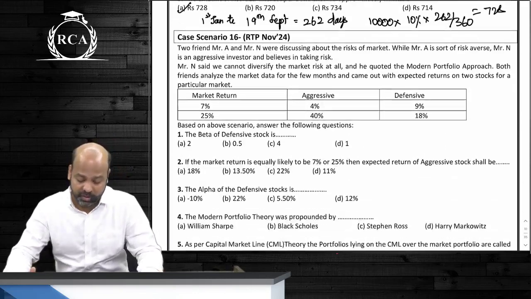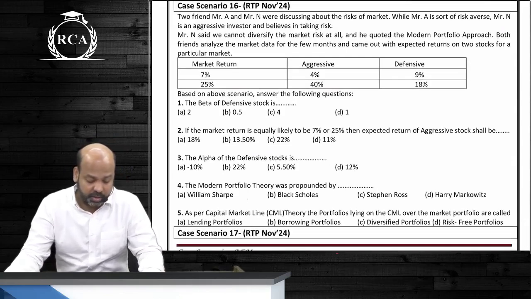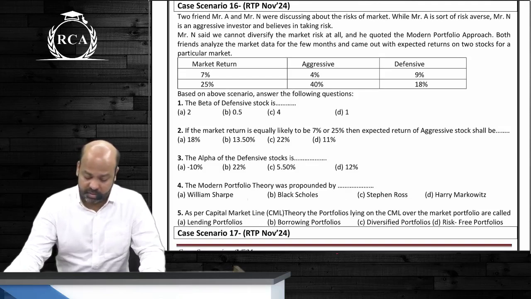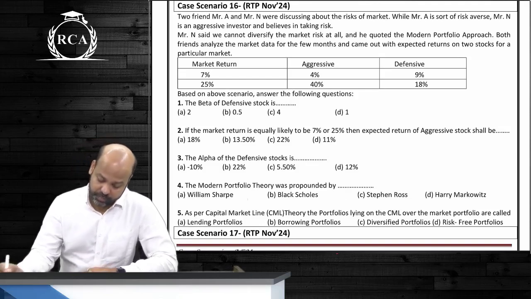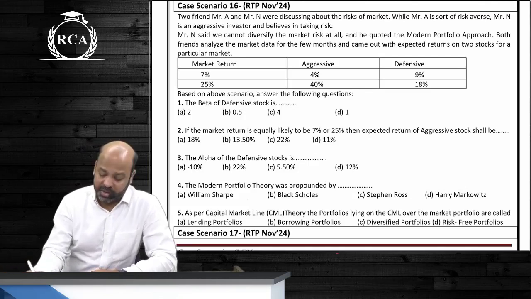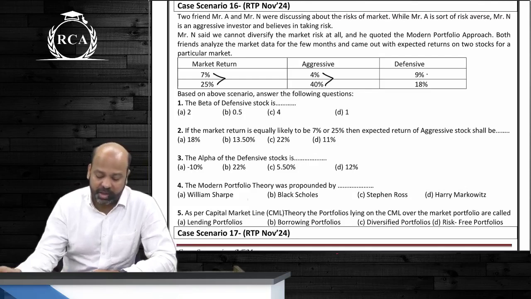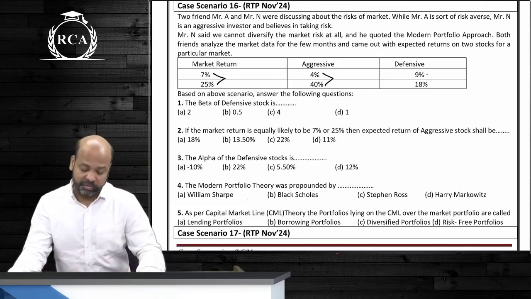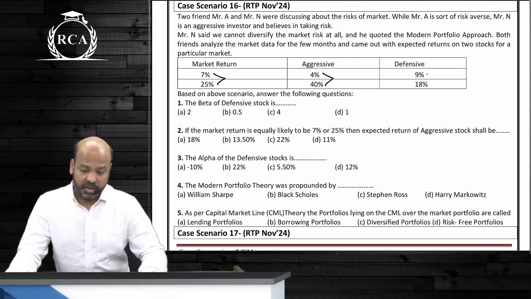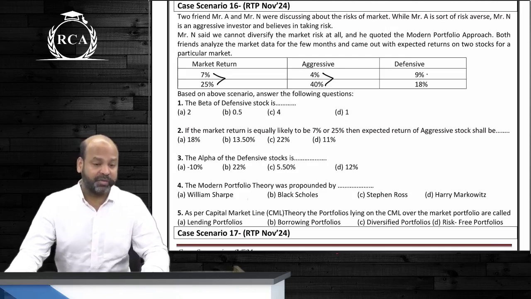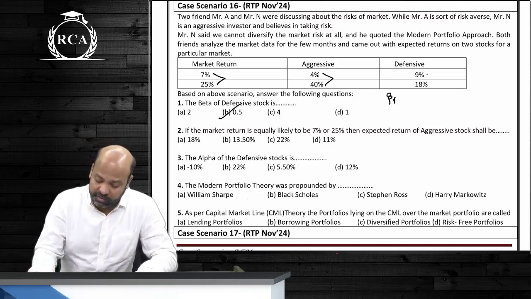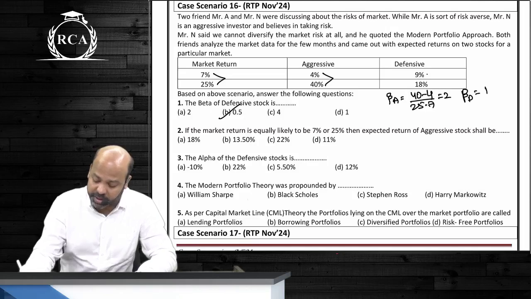Are we clear? Next question, guys. We did the exact same question, beta, in the class, if you recall. Beta, aggressive stock, defensive stock. Because there are only two values given, beta is change in value divided by change in market return. Beta of aggressive stock will be 40 minus 4 divided by 25 minus 7, that is 2. Beta of defensive stock will be 18 minus 9 divided by 25 minus 7, that is 0.5.